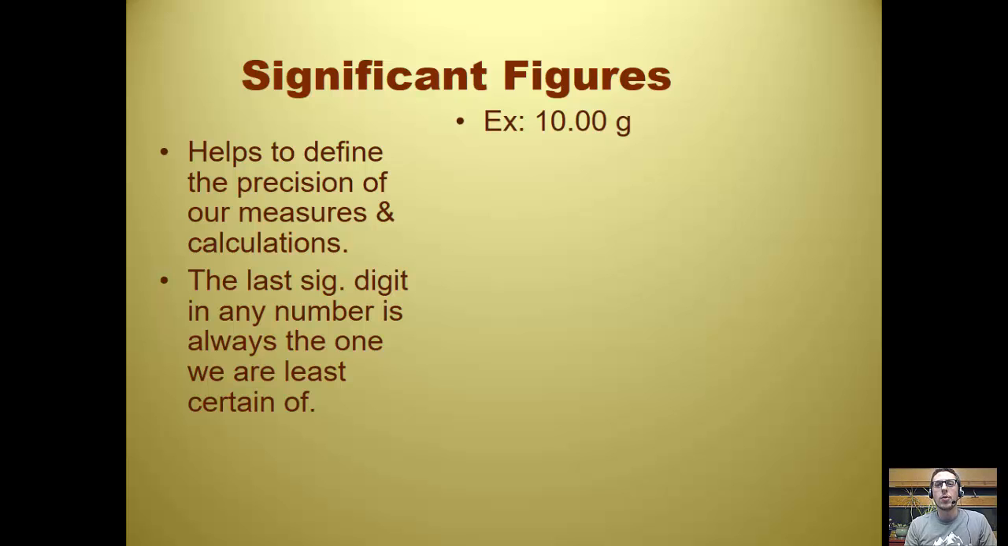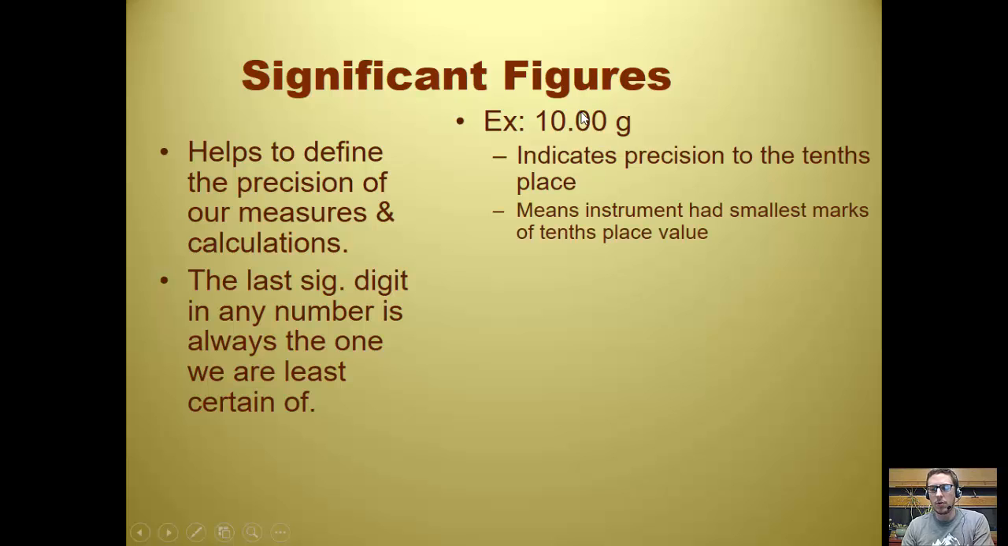So example, 10.00 grams. This is going to be our least certain digit because our hundredths is the precision. That's how precise we were. And the instrument had the smallest marks of the tenths place. Remember, we always estimate one more digit.